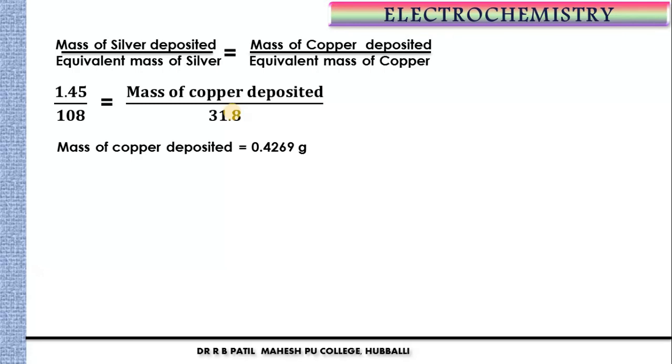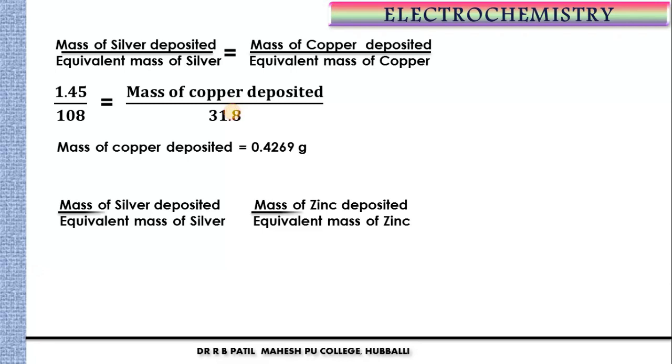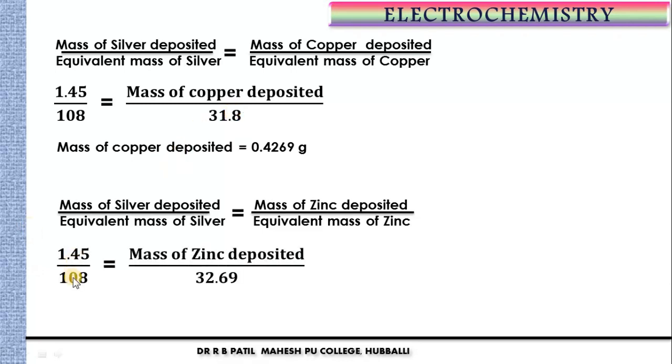Similarly, I can get mass or amount of zinc deposited. So 1.45 divided by 108, and equivalent mass of zinc, how to get it? Atomic mass of zinc divided by 2, because zinc also carries a charge that is +2. So when I solve this, I end with 0.4338 grams. I hope that you understood.